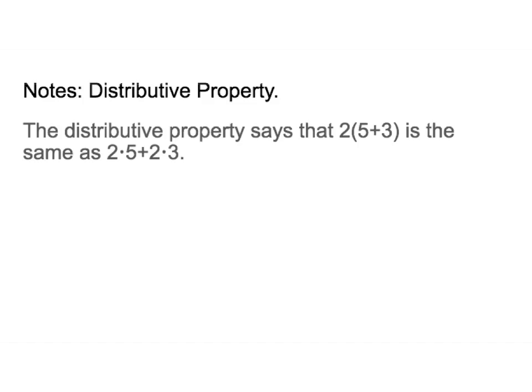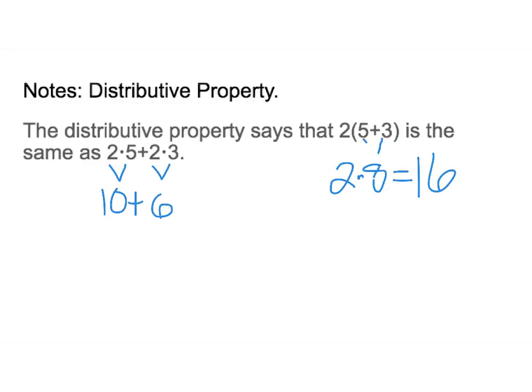In 6th grade, you learned that the distributive property says that 2 times the quantity 5 plus 3 is the same as 2 times 5 plus 2 times 3. Hopefully this makes sense, because if we do both with order of operations, 5 plus 3 gives us 8, and then 2 times 8 gives us 16. And the other way, 2 times 5 is 10, 2 times 3 is 6, 10 plus 6 also gives us 16.